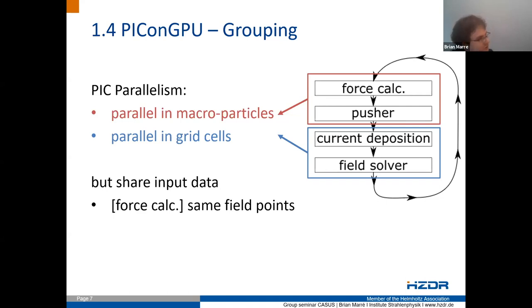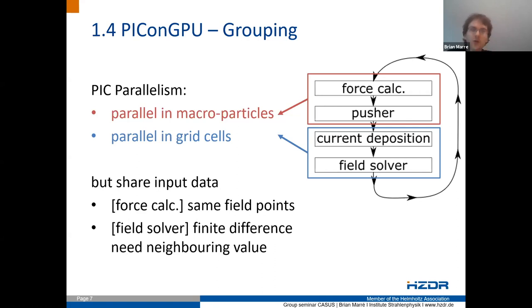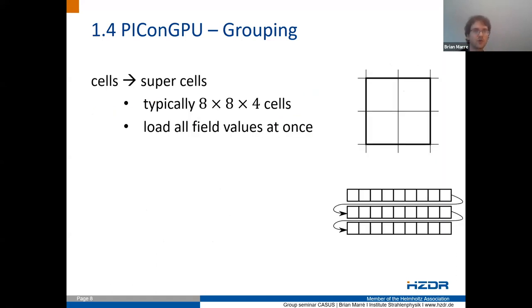And you try to avoid that because loading data on GPUs is really costly in comparison to actual calculation. And of course, for the field solver, you have a similar problem due to the fact that you're using finite differences. You need some sort of neighboring value, and this neighboring value is reused by at least one other cell. Therefore, same problem. You can avoid that if you group your data and simply load blocks of data, process them in one go sequentially, and then deal with the next block, or deal with the next block in parallel. And that's exactly what PIConGPU does.